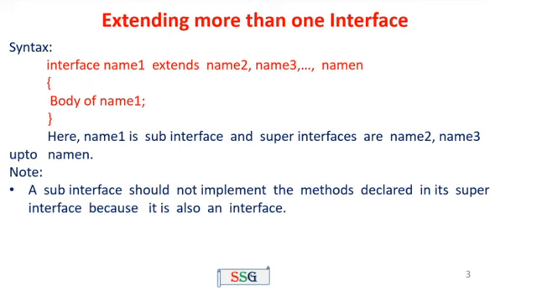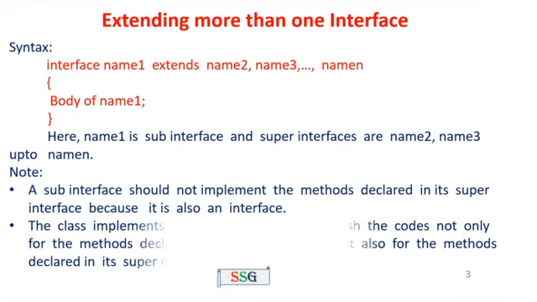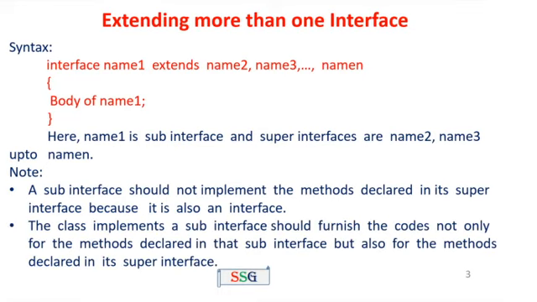Note, a sub interface should not implement the methods declared in its super interface because it is also an interface. That means both super and sub interfaces define the variables and declare the methods only. The class that implements the sub interface should furnish the code not only for the methods declared in the sub interface but also for the methods declared in the super interface. That means the class defines all the methods declared in the sub and the super interfaces.